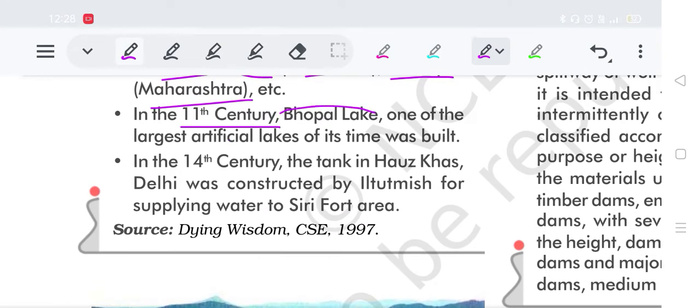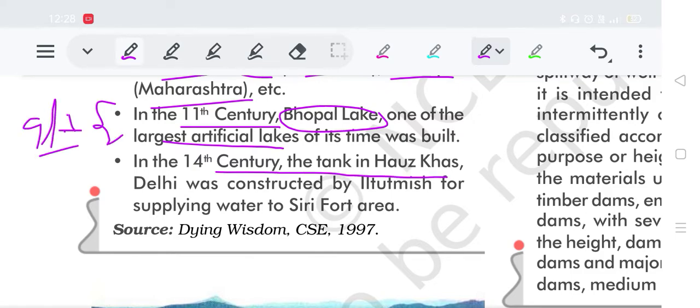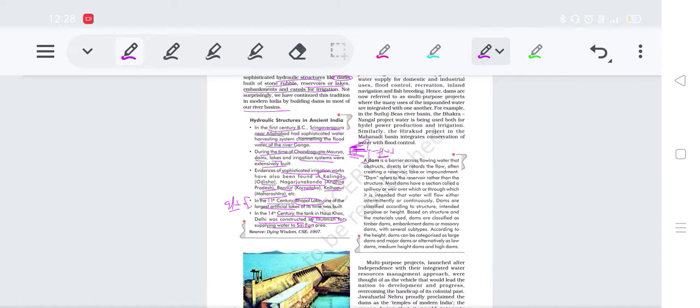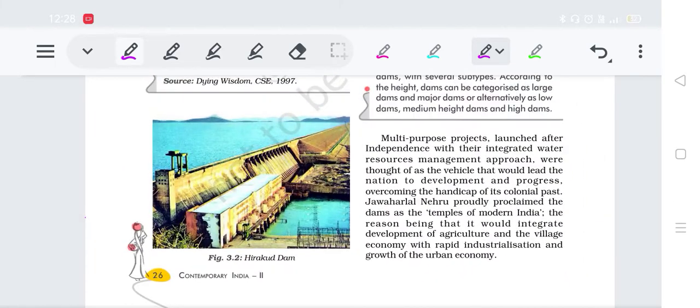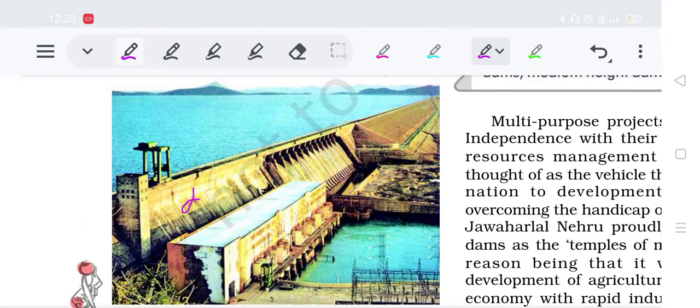In the 11th century, Bhopal Lake, one of the largest artificial lakes of its time, was built. This is important. In the 14th century, the tank of Hauz Khas, Delhi was constructed by Iltutmish for supplying water to Siri Fort. So they are telling us that not only now have we built these things, but in ancient times too. So this is a dam and this is a reservoir.